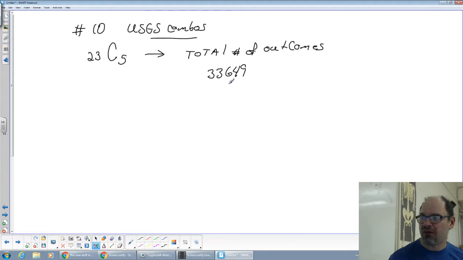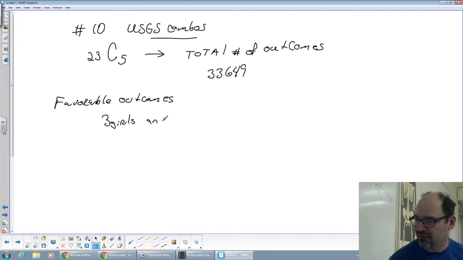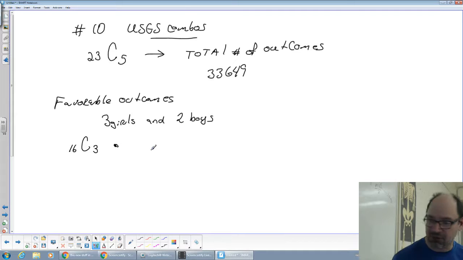Okay, this is the total number. Now we want favorable outcomes. What they're telling us is we want 3 girls and 2 boys. The girls are coming from the 16, so we're going to take 16 girls and select 3 of them. And means multiply. We're going to select 2 boys from 7. So 7C2. So we work out both of these.